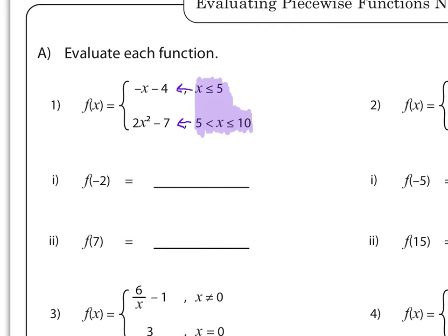Now what if the x is exactly 5? Well, if it's exactly 5, this little line right here says equal to, right? Less than or equal to, so I would choose this one. And this one has to be greater than 5 and less than 10.